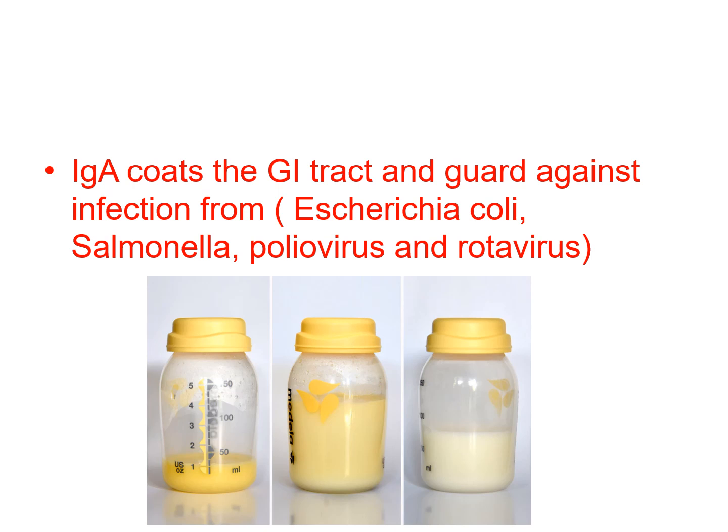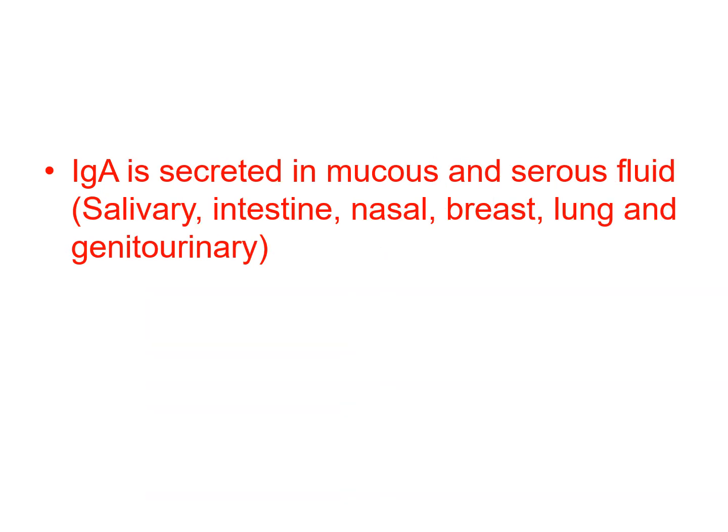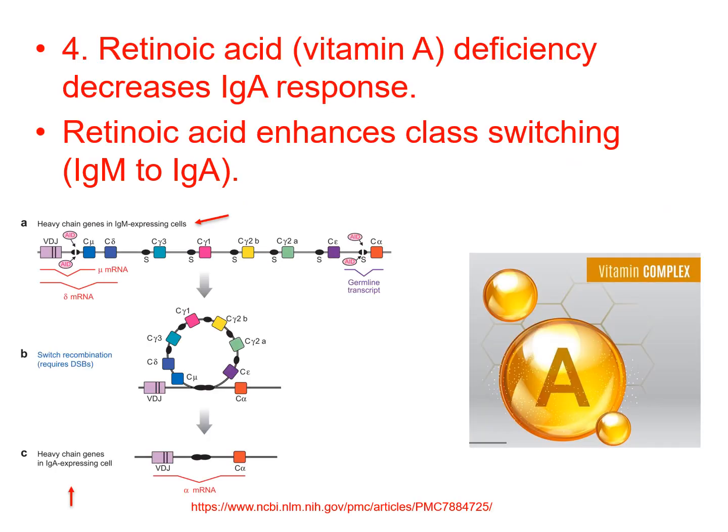The immunoglobulin A is going to coat the baby's GI tract and guard against infection from E. coli, salmonella, poliovirus, rotavirus. Later, we're going to talk about Streptococcus agalactiae and how it causes neonatal meningitis. This can help reduce that, breastfeeding the baby. Immunoglobulin A is secreted in mucus and serous fluid. So it'll be found in saliva, intestines, nasal cavity, and so on.